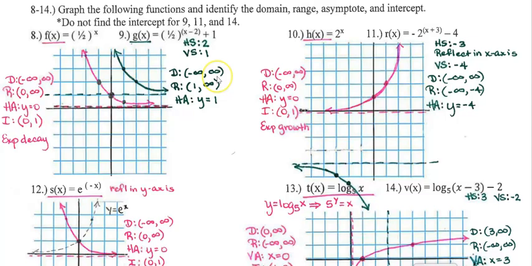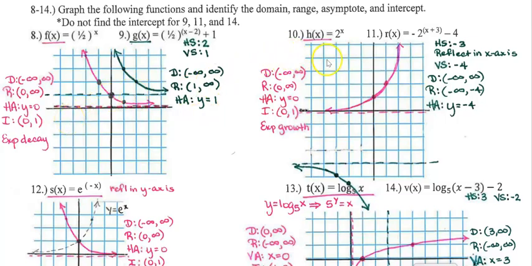So my domain is still all real numbers, but notice now that when I start from the bottom and come up, the first y value that I get to is 1 instead of 0. I have an asymptote at 1 now. And your asymptote and your vertical shift are the same for both of these.